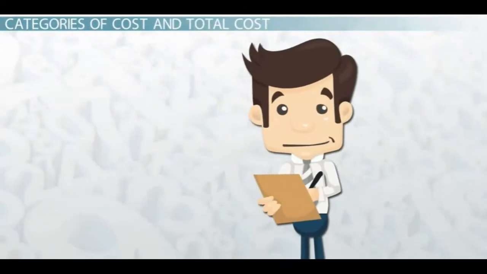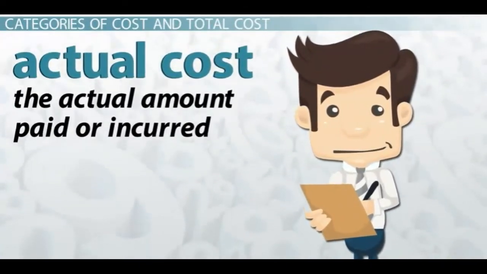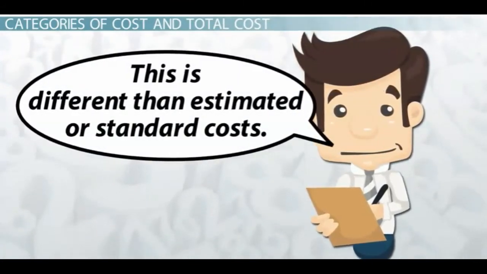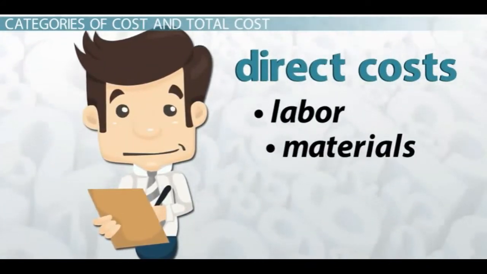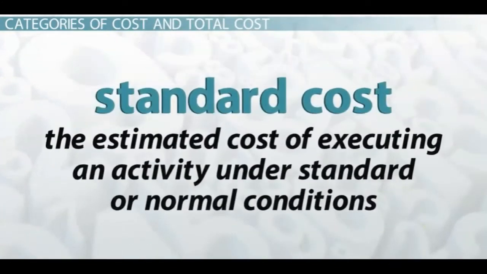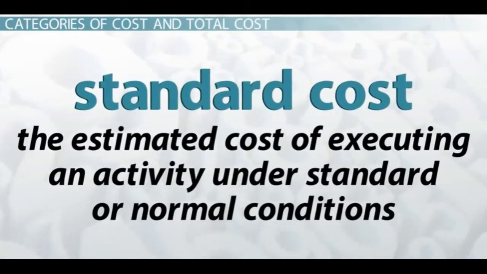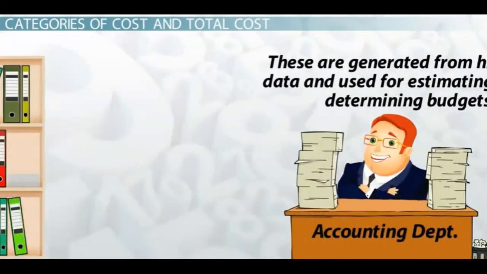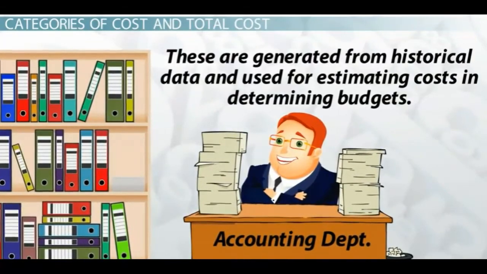The first category of cost is actual cost, which is the actual amount paid or incurred. This is different than estimated or standard costs. Costs that would fall into this category include direct costs like labor and materials. The second category of cost is standard cost, which is the estimated cost of executing an activity under standard or normal conditions. These are generated from historical data and used for estimating costs and determining budgets.